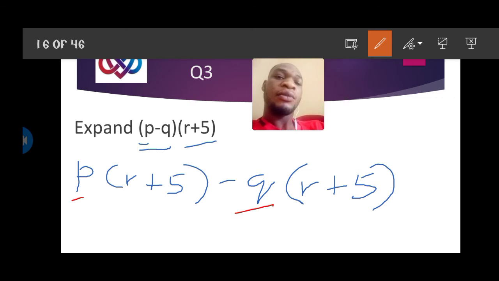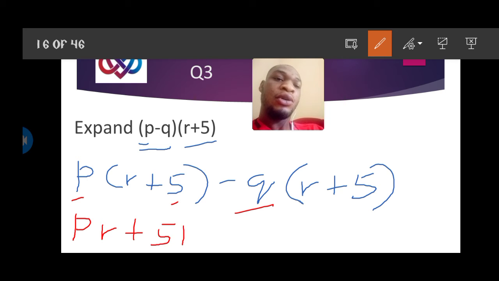So p times r is pr. Now look at it. This is a positive p, and this is a positive 5, so the result is a positive number. We're going to put the plus in the middle. p times 5 is 5p. You put your digit before your alphabet.